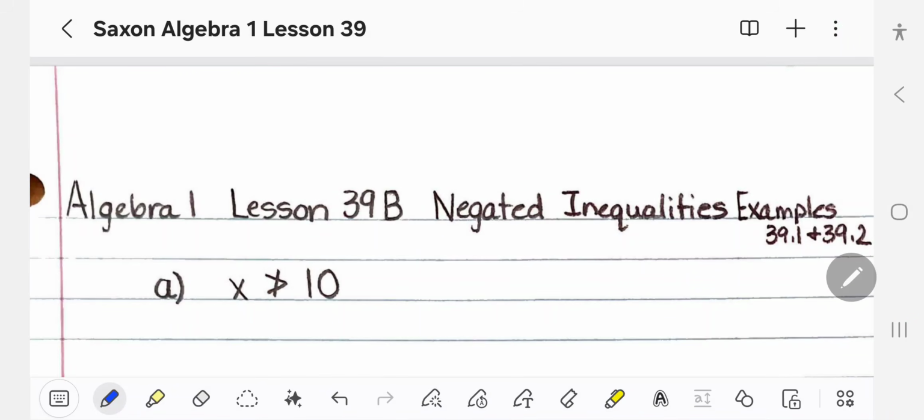This is Algebra 1, Lesson 39b, Negated Inequalities. We're doing examples 39.1 and 39.2. But first, let's consider x. And what is this?